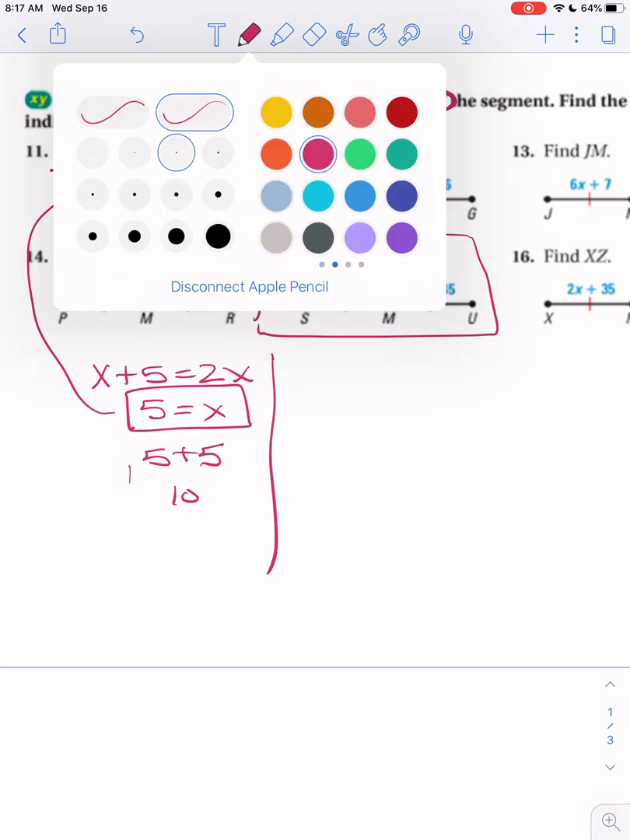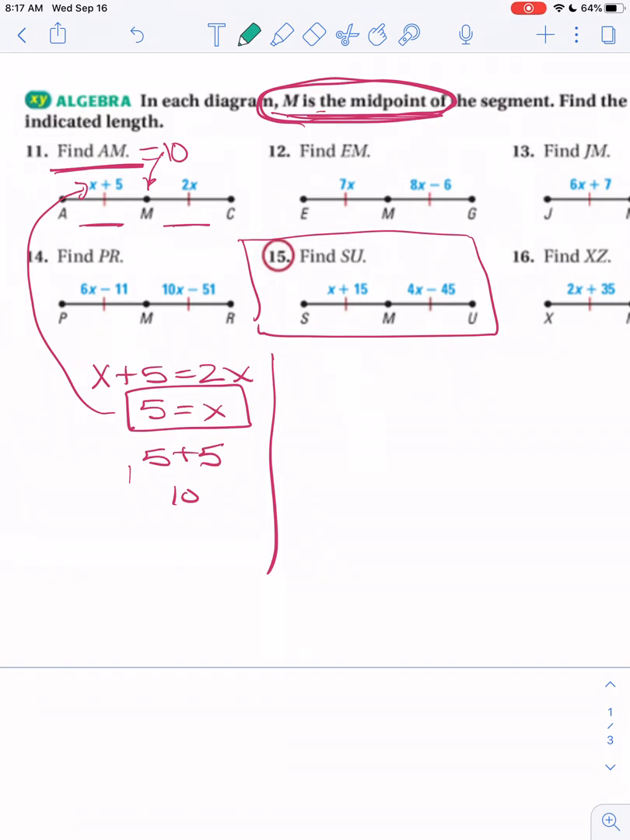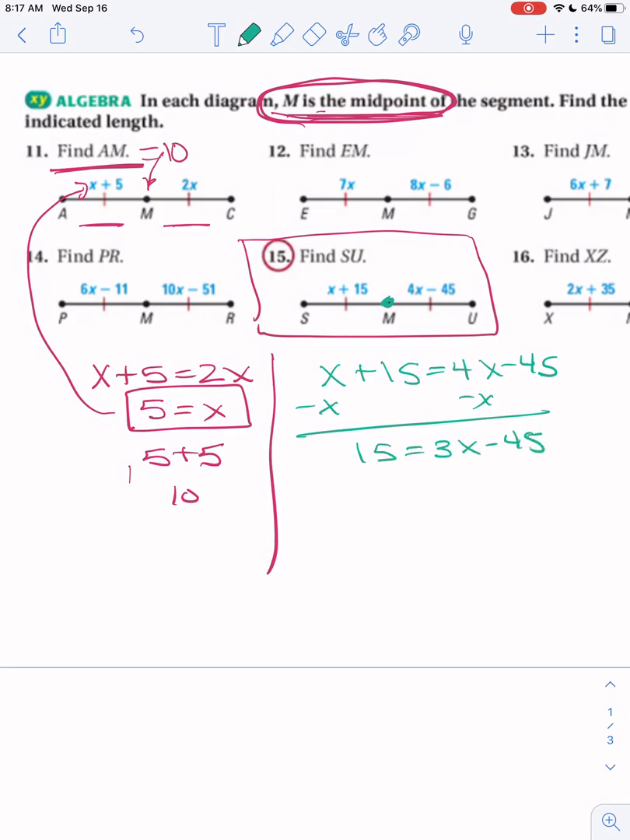Let's change colors here. Okay, so again, we're given that M is the midpoint, so that allows me to assume those two segments are equal. So I'm going to say that x plus 15 equals 4x minus 45. Let's get our x's together first. So I get 3x minus 45. Let's add 45 to both sides. So it looks like 3x is going to equal 60. And then we're going to divide each side by 3. It looks like x is going to be 20.